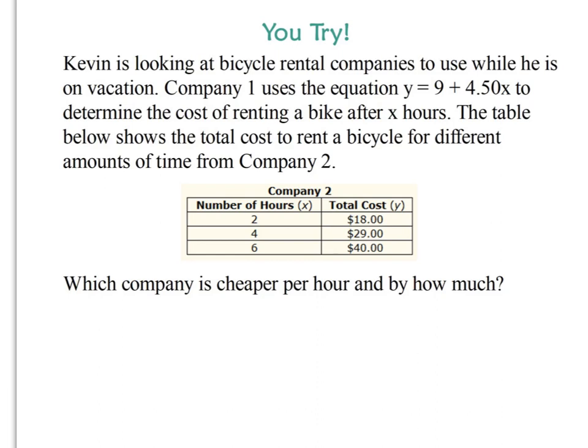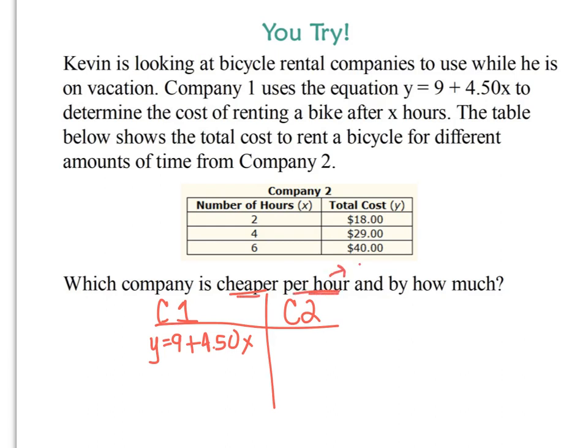Okay, so I'm going to create a T-chart. I have company 1 and I have company 2. Company 1 gives us the equation 9 plus 450x. And I'm looking for which one is cheaper, so the smaller number per hour. So this signals me I should be finding and comparing my slopes. So here my slope, my per hour charge, is 450. So this one's flipped, don't get confused. Again, your slope is always with your x.